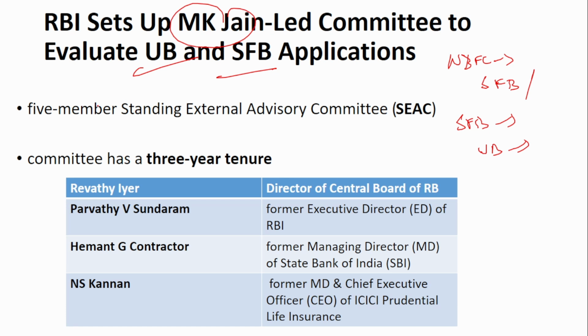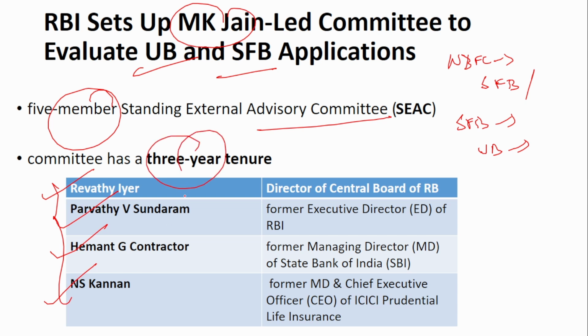It is a 5-member standing external advisory committee. The other 4 members are Revati Iyer, Parvati V. Sundaram, Hemant G. Contractor and NS Kannan. So these are the 5 members, MK Jain and the other 4 members of the committee. The committee has a tenure of 3 years. They will review the universal bank application and the small finance bank application.